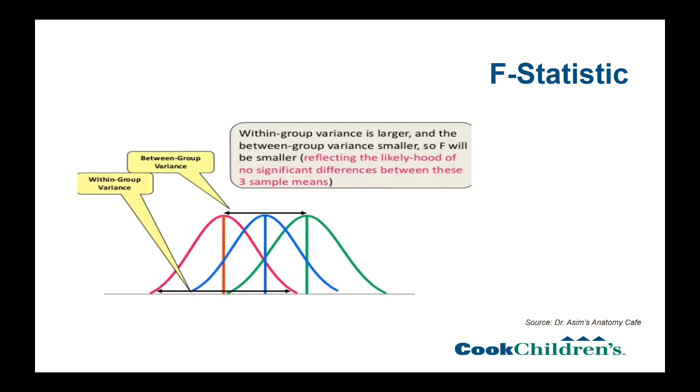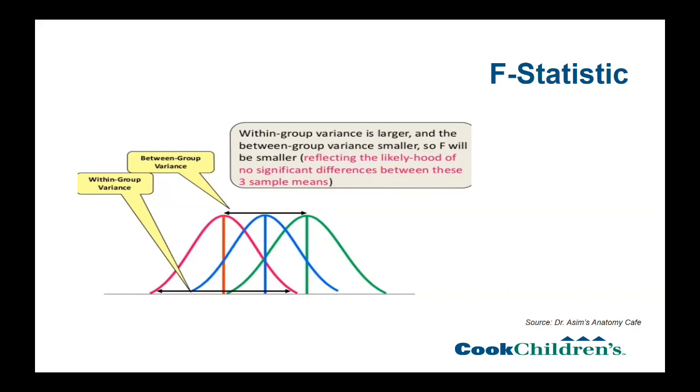So looking at this chart, you can see that the between group variance here is smaller than the within group variance. That means the numerator is smaller than the denominator. And in that case, when you have that, the F statistic will be smaller. So it reflects the likelihood of no significant difference between the three samples. This is just a chart to kind of bring it together and see how either larger or smaller value impacts the F statistic.